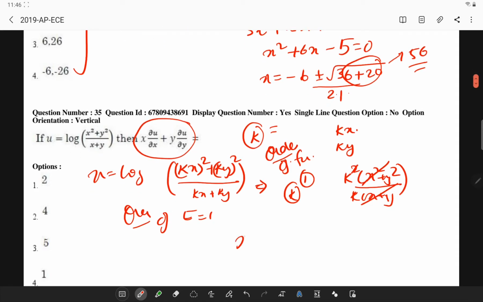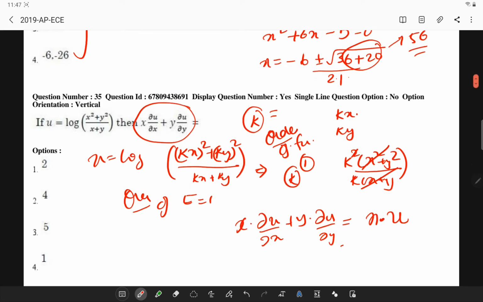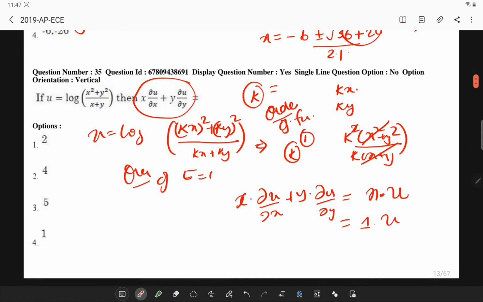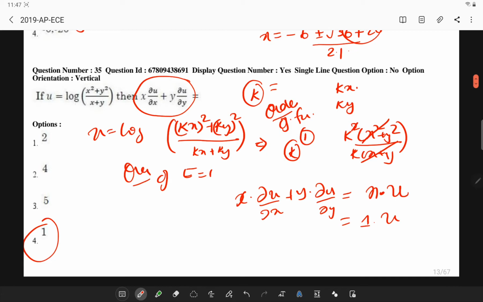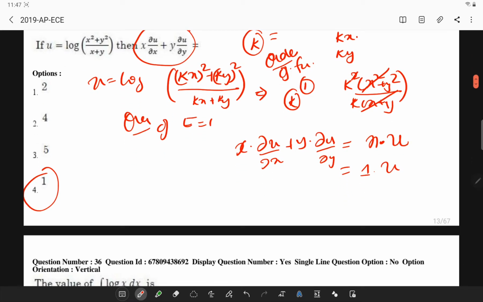So I can simply write x into dou u by dou x plus y into dou u by dou y is n into u, or in this case it is simply 1 into u. So the question asked is n into u.